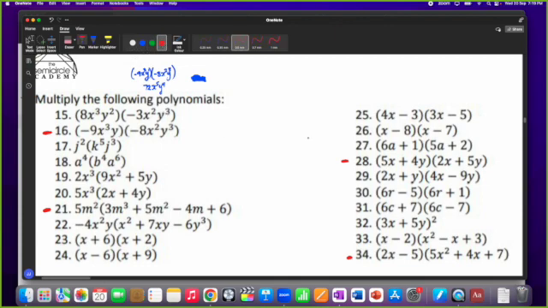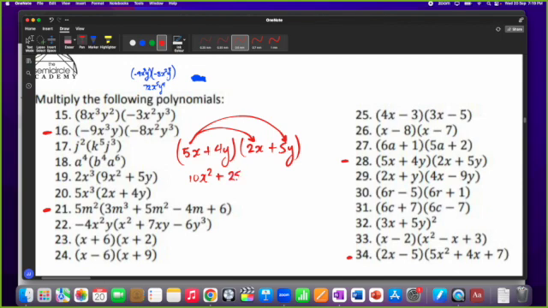Number 28, we have 5x plus 4y, and then we have 2x plus 5y. Just remember, I'll just take the first number and multiply it by everything. So 5x times 2x, 5 2s are 10x squared. And then 5x times 5y is a plus 5 5s are 25xy. Now I've finished with the 5x.